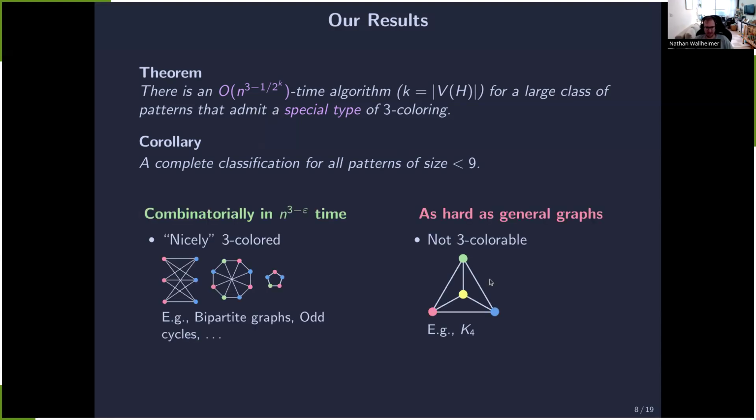And the picture looks like this. And this notion of special type of 3-coloring, these nicely colored patterns, it captures bipartite graphs and odd cycles and also funny looking patterns like the one in the middle. We will later see what this coloring is. But first we have to see some basic example that will provide us with the tools that we need.